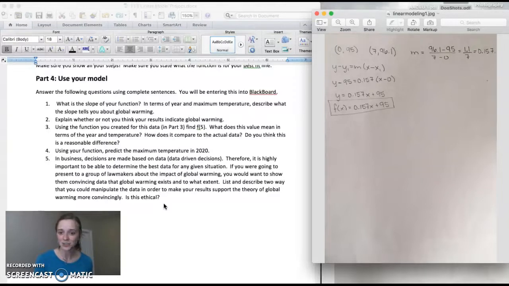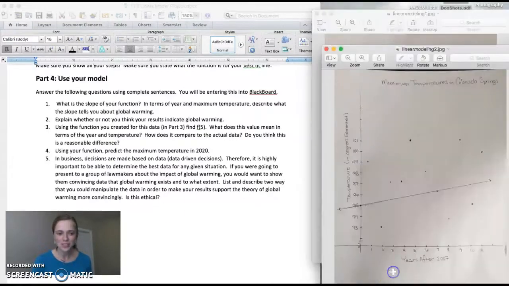Is this ethical? So, this is what my data looks like right now. Is there a way that I could make it look even more like the temperatures are increasing? What are some things I could do to show that? So I want you guys to think about that.